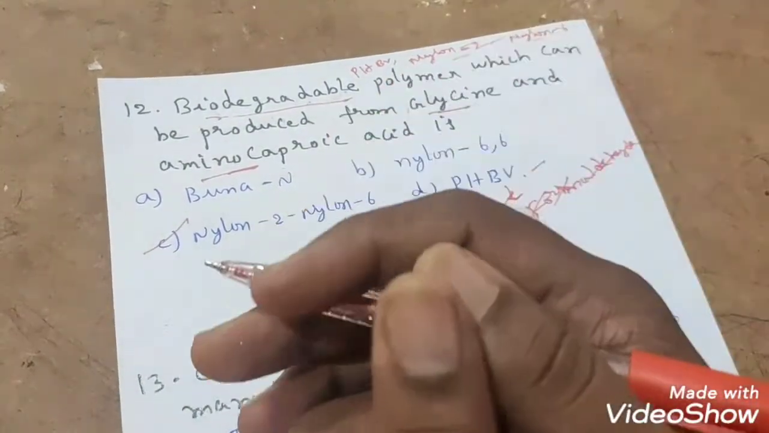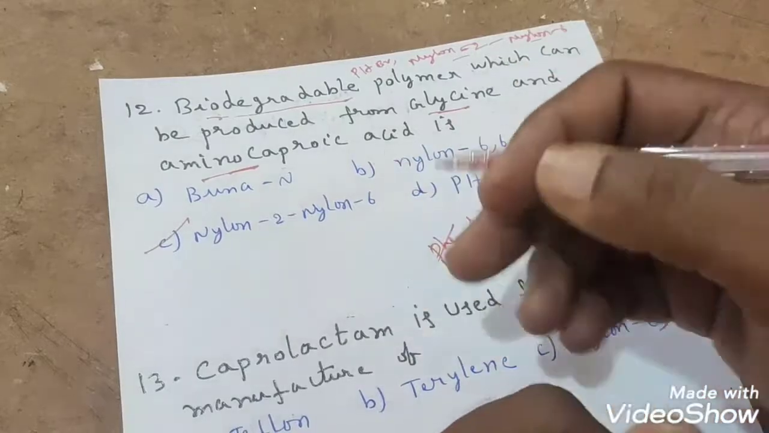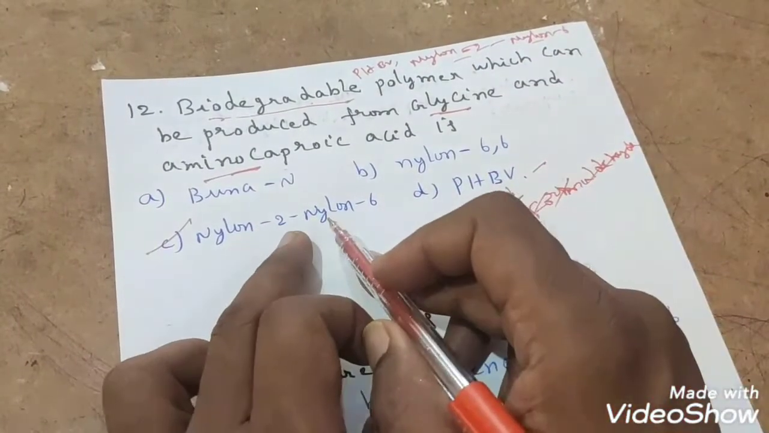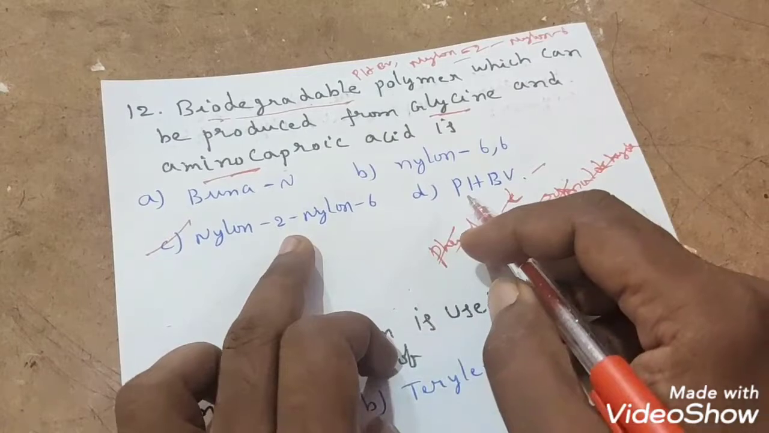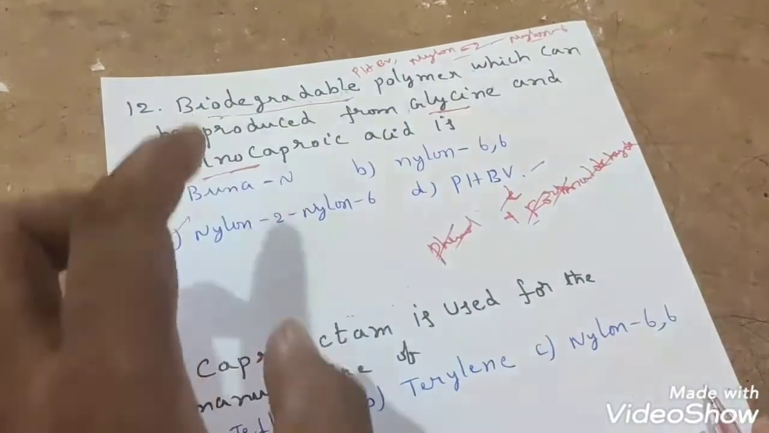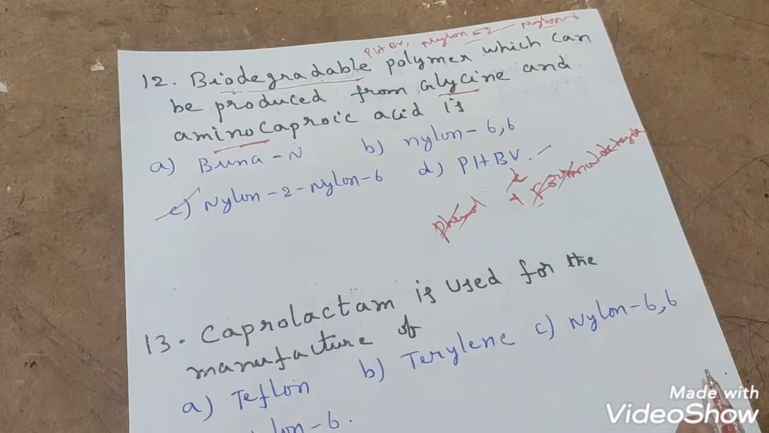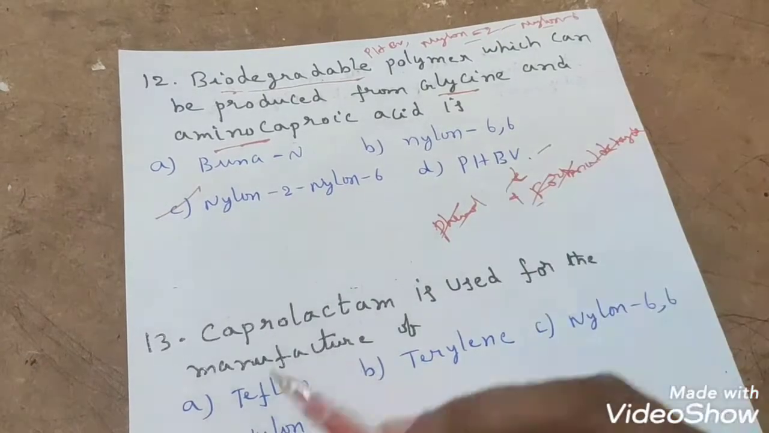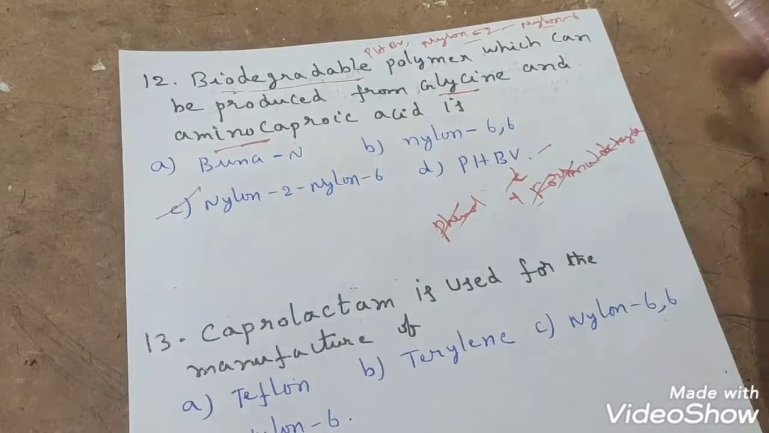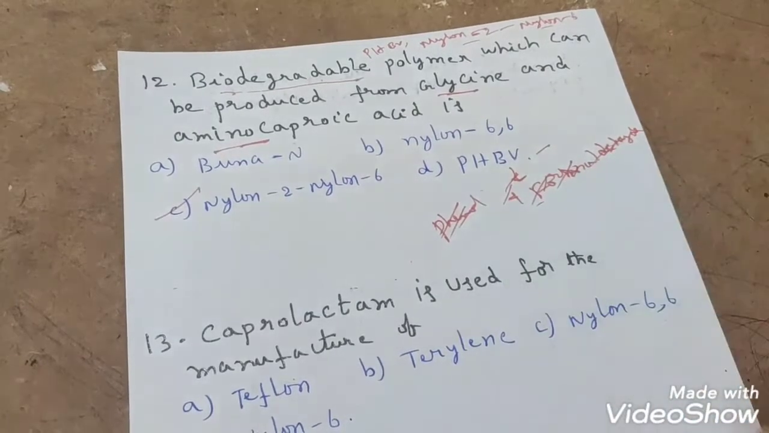Sometimes there is a chance they ask you, among the following polymers, which is a biodegradable polymer. In that case, any one they will give among these two, students. So here two they have given, so that's why they have mentioned even monomer units also. I hope everybody understood. Here PHBV monomer units are what? 3-hydroxybutanoic acid and 3-hydroxypentanoic acid. That you have to observe.